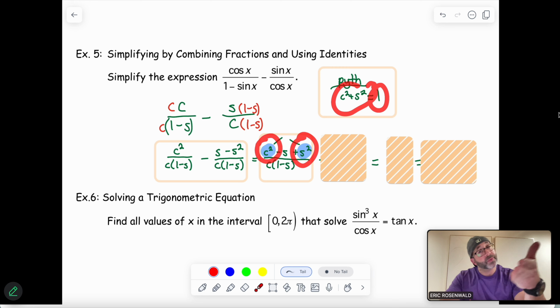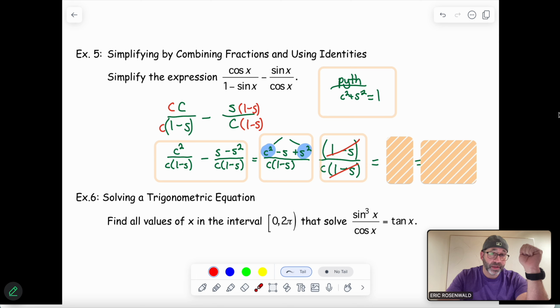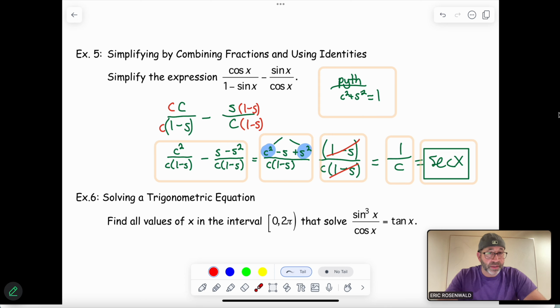So let's replace that with a 1. That means that we end up with 1 minus s over c times 1 minus s. And now because I have the same thing on the top and the bottom, I can get rid of my 1 minus s's, and we're left with 1 over c. And 1 over c is the same as secant of x. That's our simplified answer here.